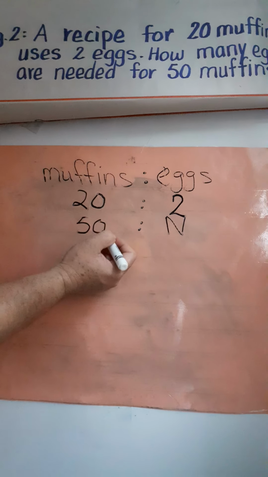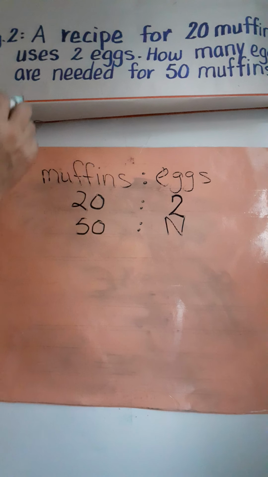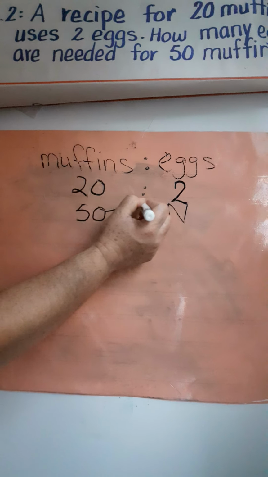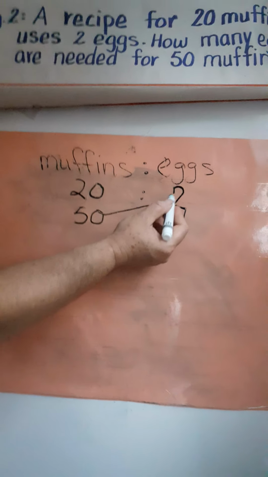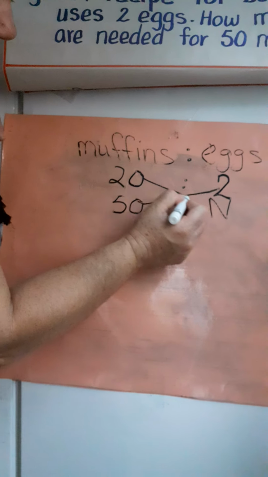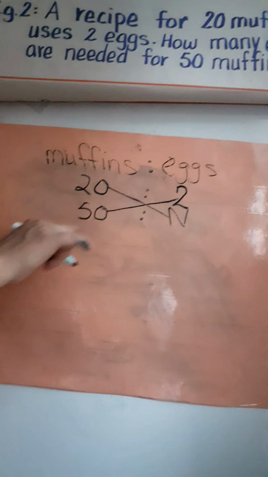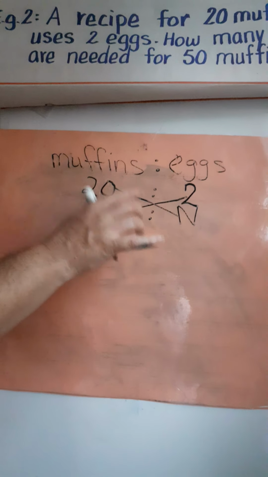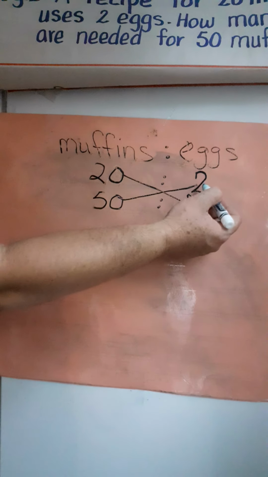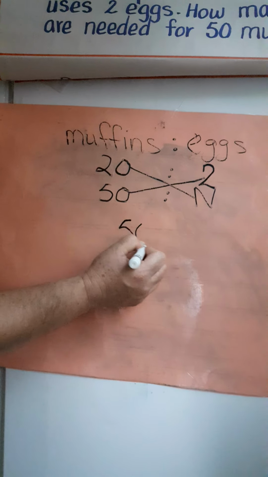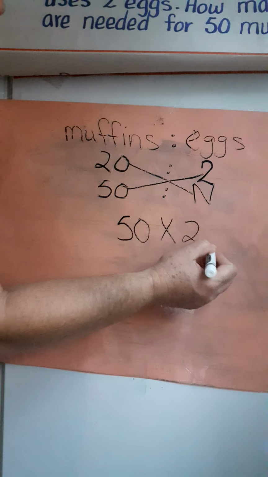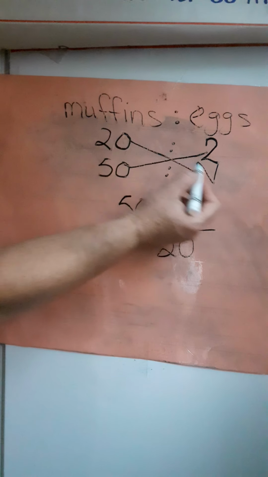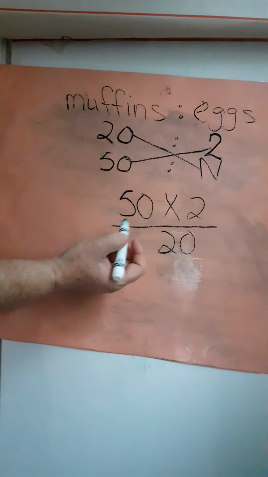Okay, now here I am going to cross multiply. I am not going to use the butterfly wings now. I am going to use a line. Okay, this will match with this, and this will match with this, so as to form a cross, or an X, which is multiplication. So we call it cross multiplication. 50 and 2, we multiply those two numbers. 50 times 2, and we divide it by 20. Okay, because 20 is with the missing number.